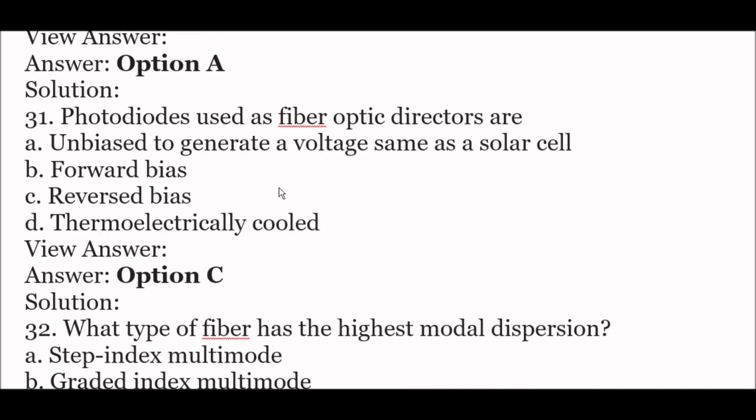Next question. Photodiodes used as fiber optic detectors are: option A, unbiased to generate a voltage same as a solar cell, option B, forward bias, option C, reversed bias, option D, thermoelectrically cooled. Right answer is option C, reversed bias. Okay, photodiodes used as fiber optic detectors are reversed bias.